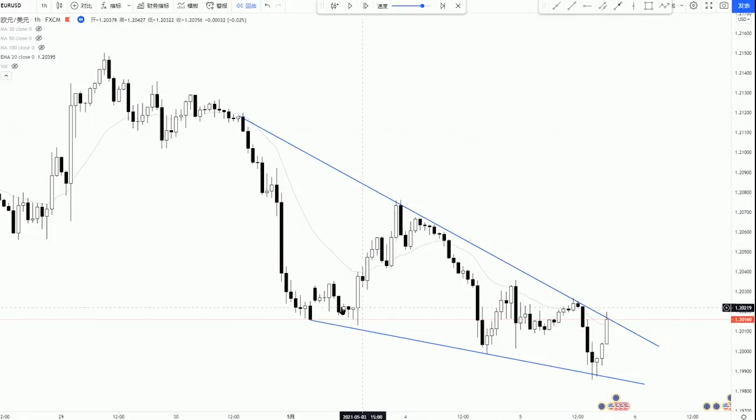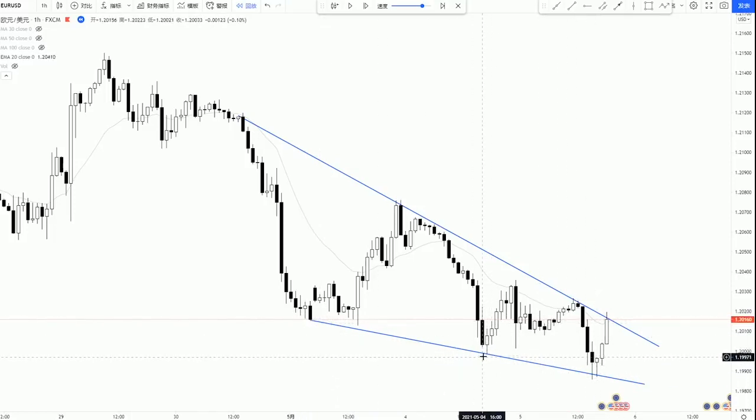The second point is that it's very easy to make a false break. For example, here the line is already fixed and you break the line and enter directly, so if he makes a false break, he will trap you directly. Third, it's very difficult to put a stop loss in this way of working.